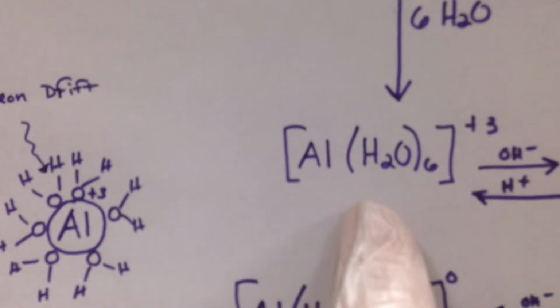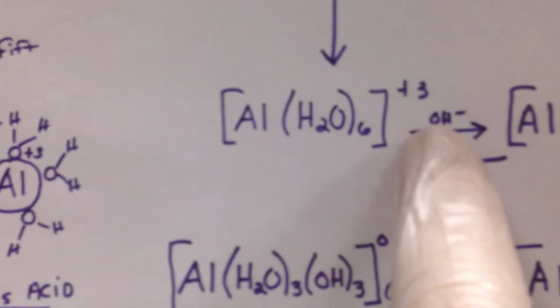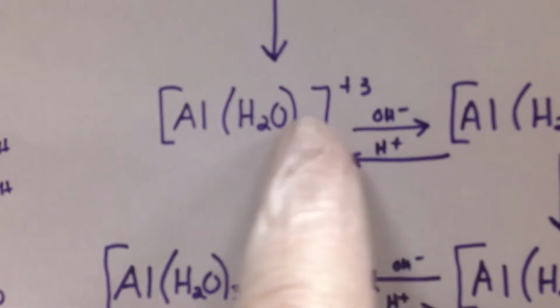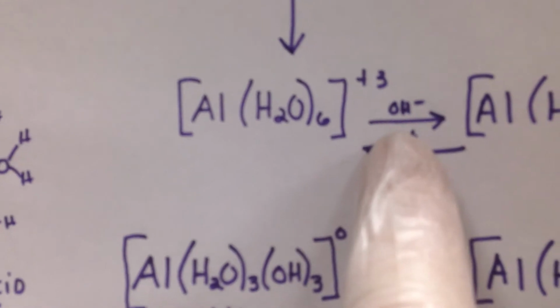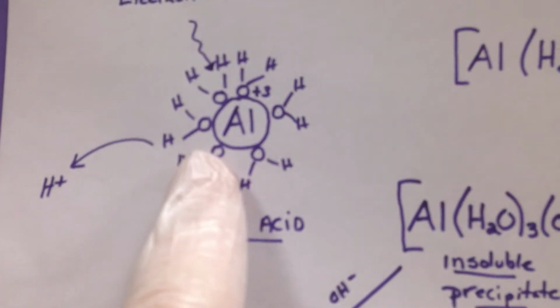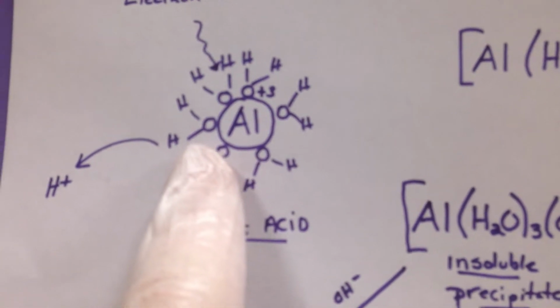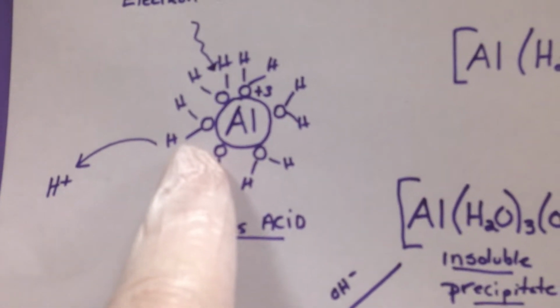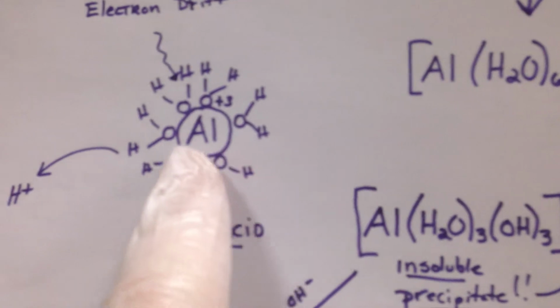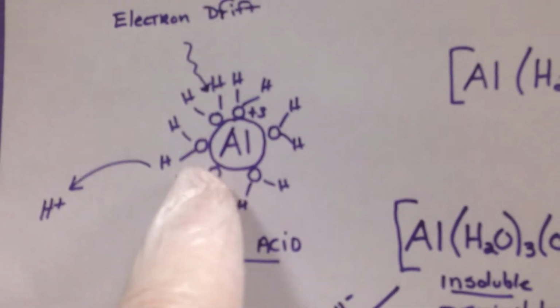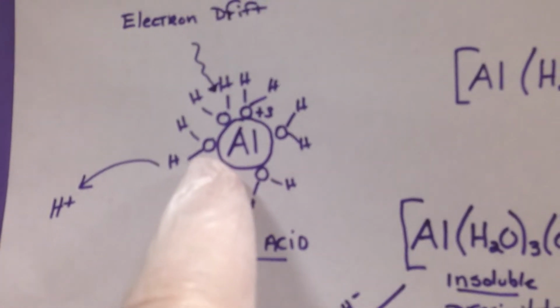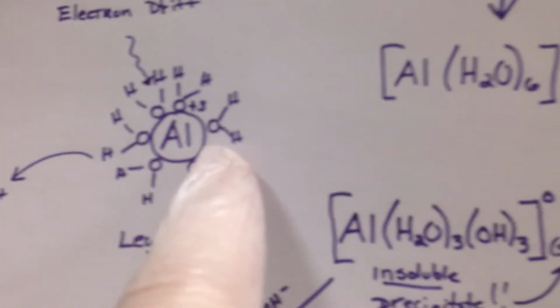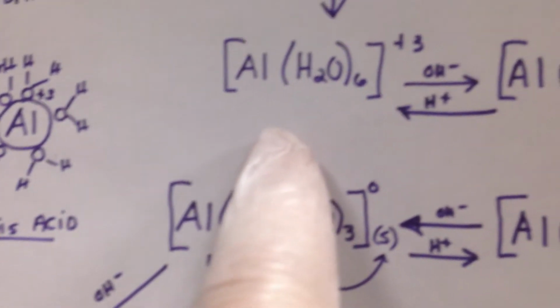Now, what I'm going to do from this position is add some hydroxide. A strong base anyway, this hydroxide will pull an H off one of the waters, where the electrons are a little bit deficient because of the drift, because the electron pairs in between the H and the O are drawn to the aluminum. So a base can yank off these H's one by one, and that's what's happening.